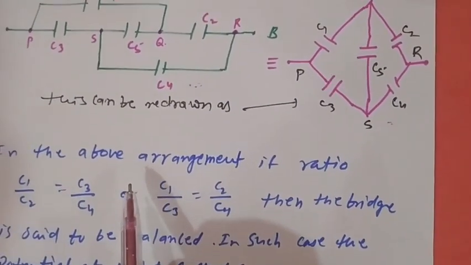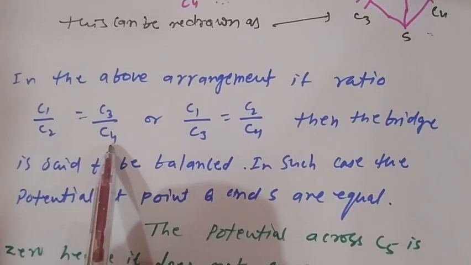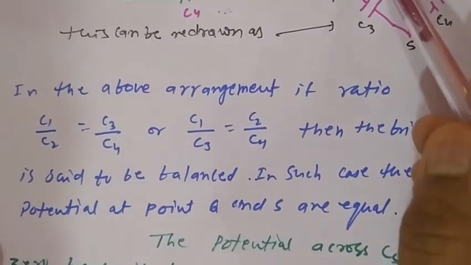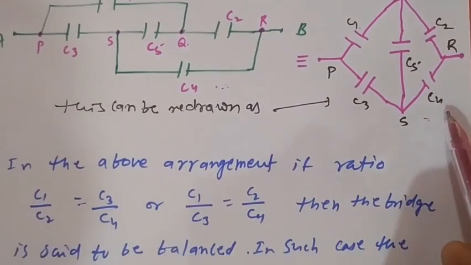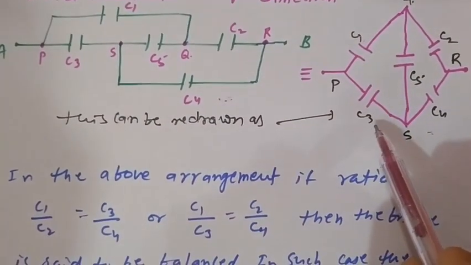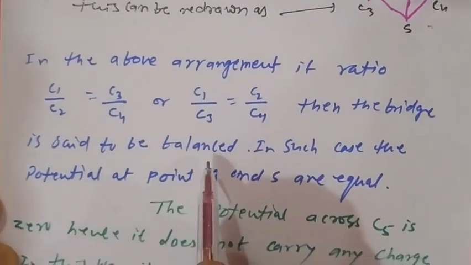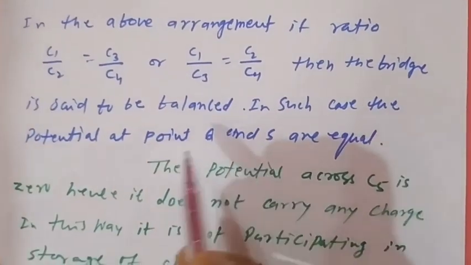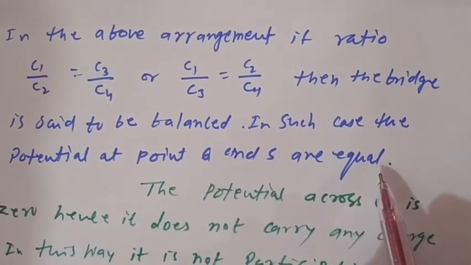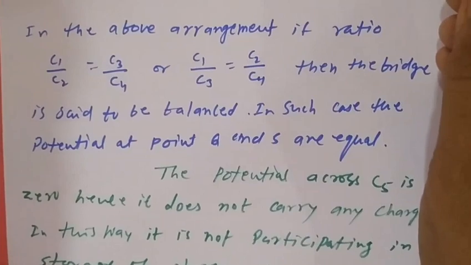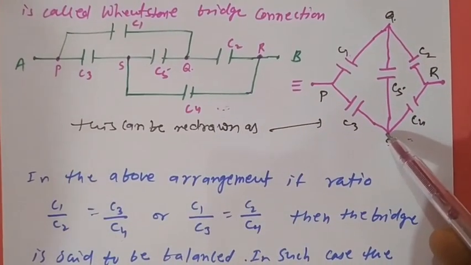In the above arrangement, if the ratio C1 upon C2 equals C3 upon C4, or C1 upon C3 equals C2 upon C4, then the bridge is said to be balanced. In such a case, the potentials at points Q and S are equal. The points Q and S have equal potential.